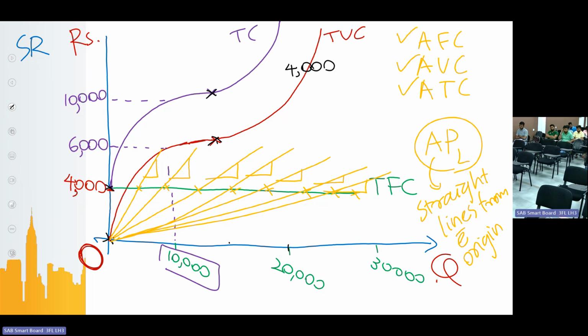To each and every point on total fixed cost, we draw straight lines from the origin and then measure their slopes. Those slope values become average fixed cost.